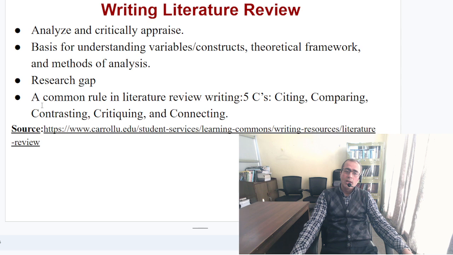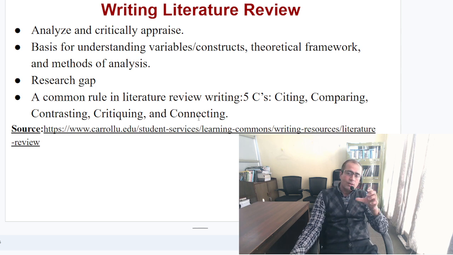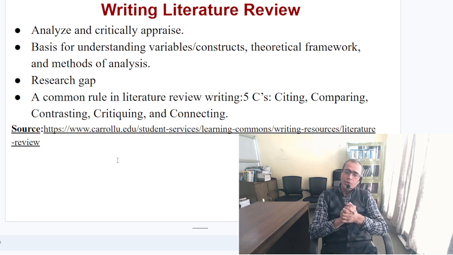For example, generally we say that there is a common rule in literature review. I have cited the source also for this one, that is the 5 C's: citing, comparing, contrasting, critiquing, and connecting. These are the 5 C's that you need to mention. Citing is that you have to cite your updated literature which is really material for your study.